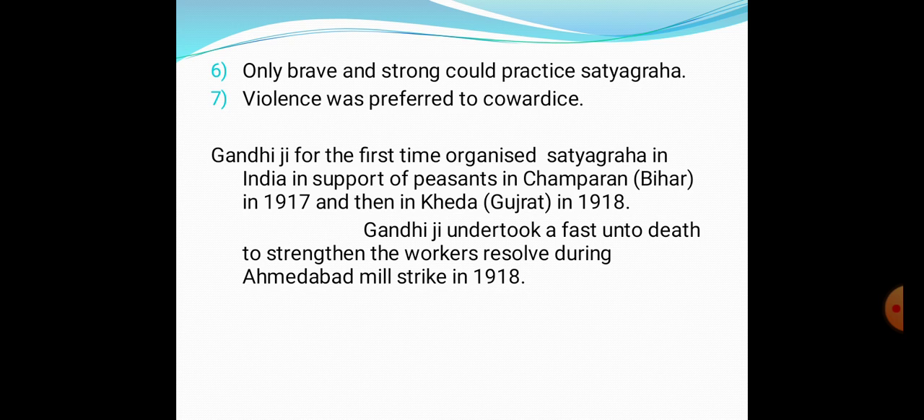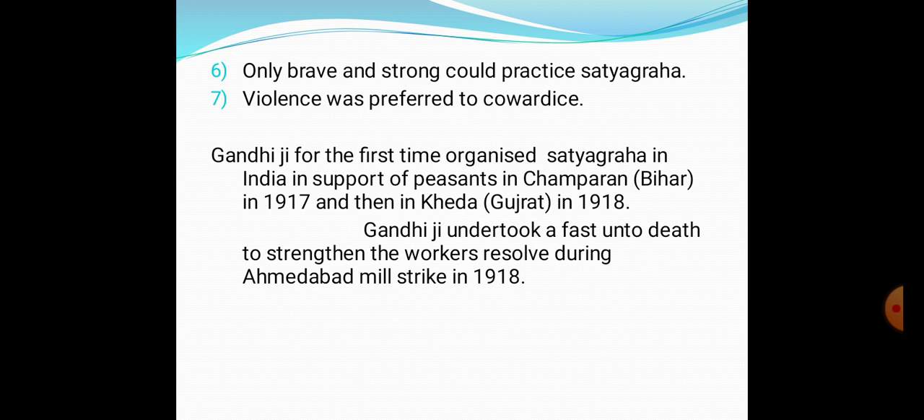Gandhiji for the first time organized satyagraha in India in support of peasants in Champaran, Bihar in 1917 and then in Kheda, Gujarat in 1918. He had gone to Champaran on the invitation of Rajkumar Shukla to see the plight of Tinkatia peasants, who were forced by the British landlords to grow indigo on their land.